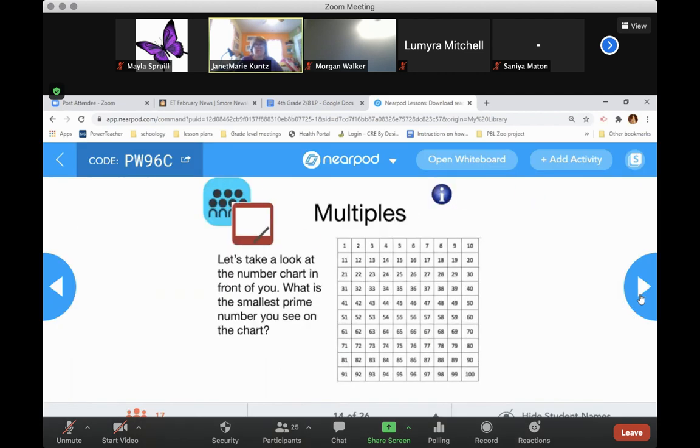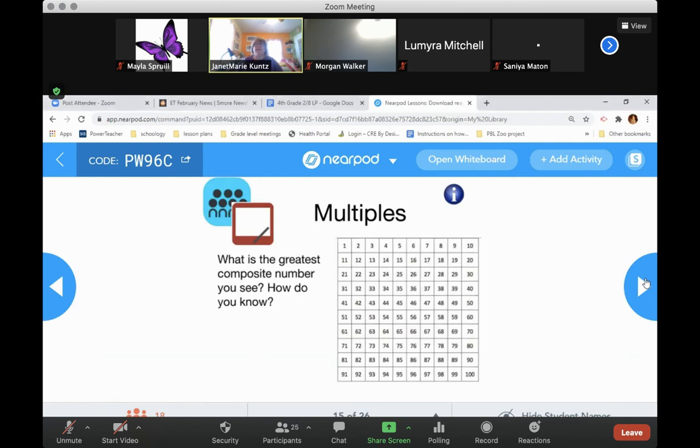All right. Now, look at the chart in front of you. What is the smallest prime number on the chart that you see? What is the smallest prime number? It should be the number what? Go ahead, Ms. Farr, what is it? 1. 1, very nicely done.